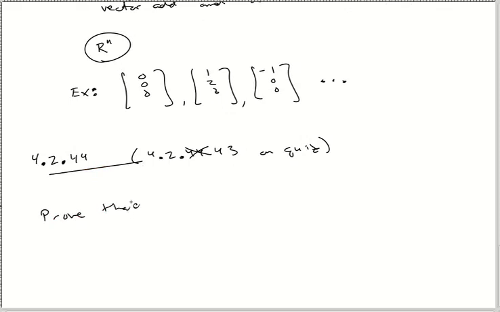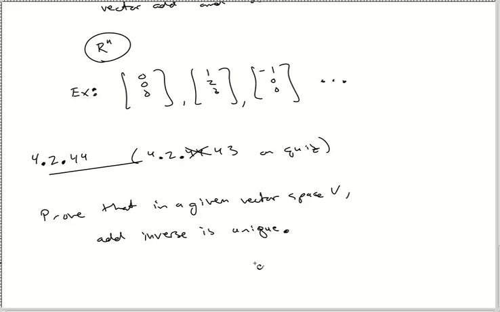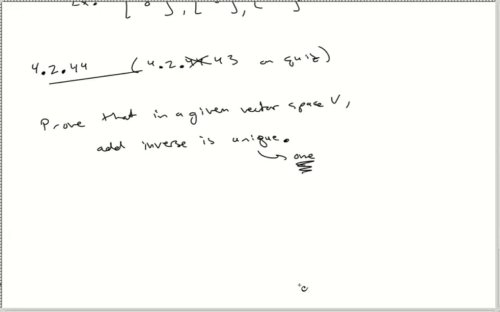Prove that in a given vector space V, the additive inverse of a vector is unique. Unique means one of. I know often in English we say, oh, wow, that was really unique, but we're just trying to say that was unusual or different. But in reality, unique means like one. There's only one in the whole entire universe, one. So just keep that in mind.